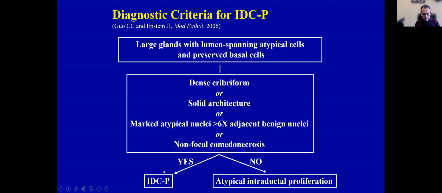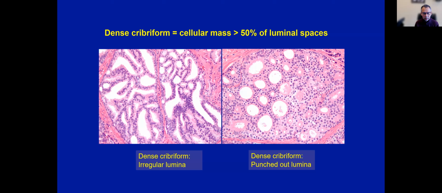This intraductal diagnosis requires any of these four major features. And because of its treatment implication, it is recommended that when you deal with a biopsy setting, you look for these specific but not very sensitive features before you make the diagnosis of intraductal carcinoma. The dense cribriform is defined as a cellular mass greater than 50% of the luminal space, as seen here in these two examples, and the lumina may be irregular or punched out like DCIS of breast.